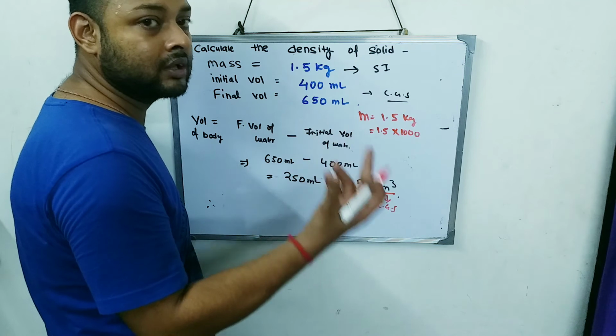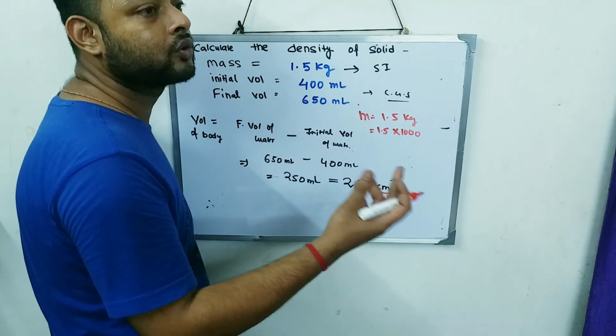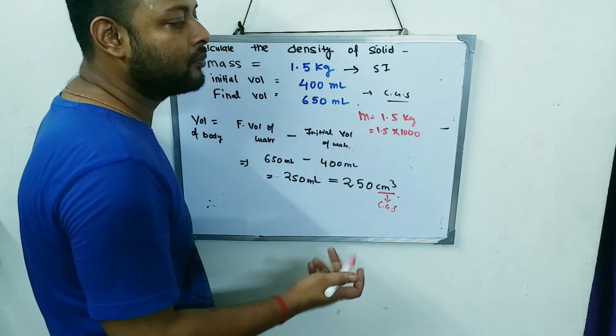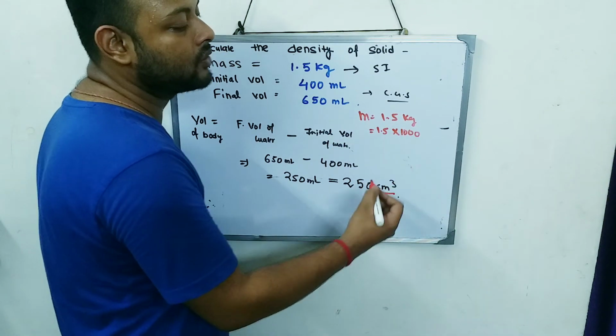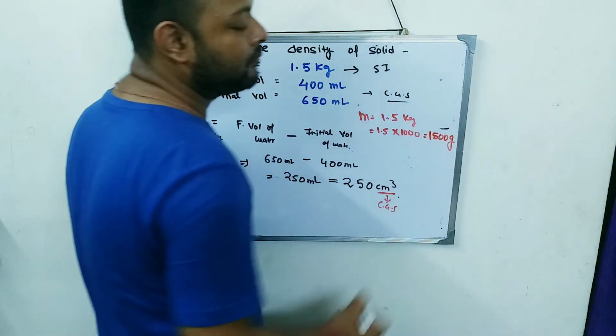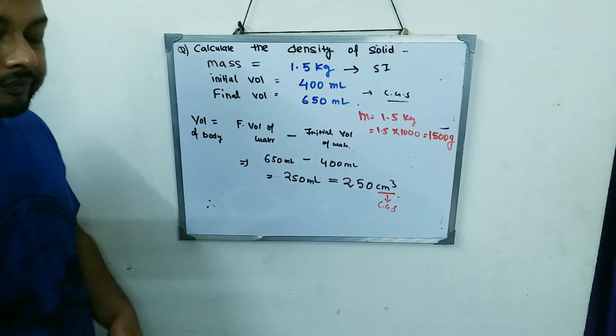1 kg is 1000 gram. 2 kg will be 2000. 3 kg is 3000. So what you are doing is actually multiplying by 1000. That's why 1.5 kg will be 1.5 into 1000, which is equal to 1500 gram. Now use these two values to get the answer.